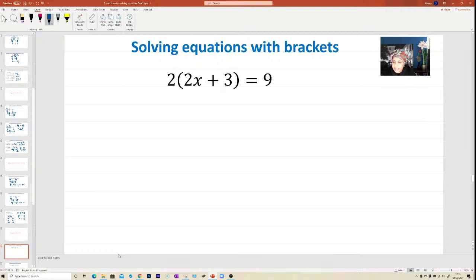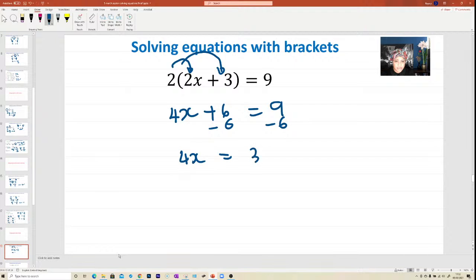So we're going to expand the bracket. Expand means take things out of the bracket, okay? So you need to multiply this. So 2 times 2 is 4, so we have 4x. And then 2 times positive 3. So 2 times 3 is 6. And then they're both positive, so you get plus 6 equals 9. We need to get rid of this 6 because it's positive, so minus 6 on both sides. So we have 4x equals, that's gone to 0, 3. Now divide by 4 on both sides. You have x equals 3 over 4 because they cancel, okay? Now let's go to the next question, guys.